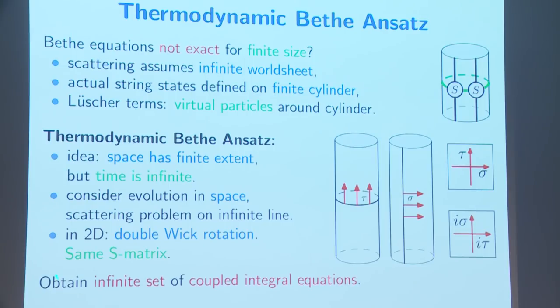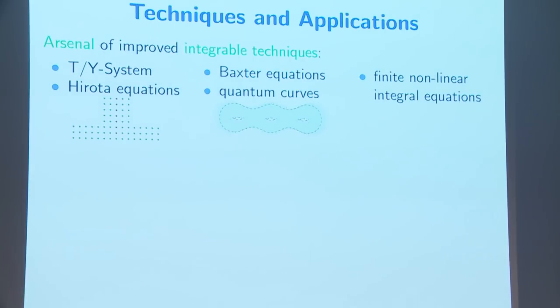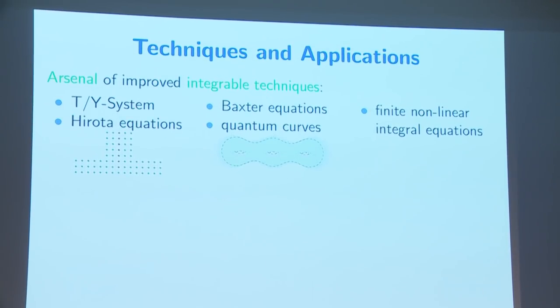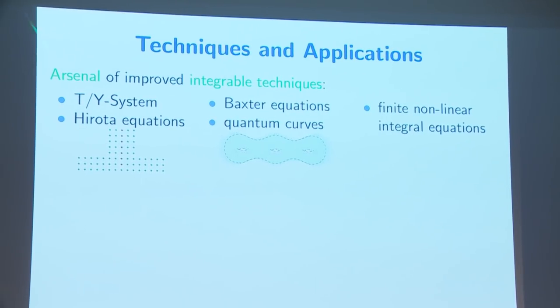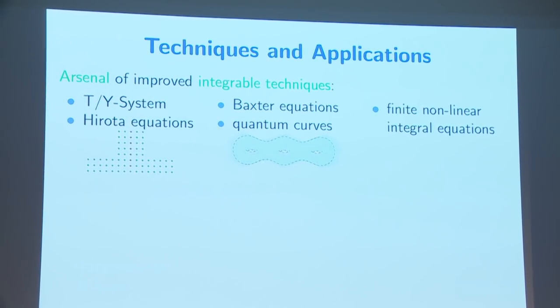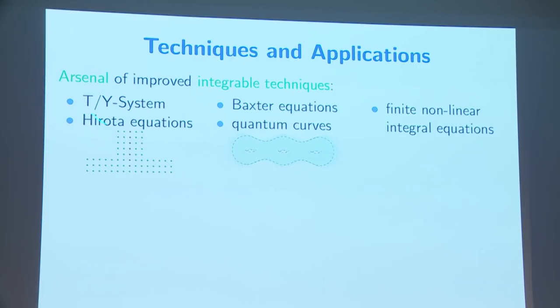From this, you obtain similar types of Bethe equations, but now this becomes an infinite set of coupled integral equations, which is a bit hard to deal with. And then people have used a big arsenal of techniques related to integrable models. These are known by the names of Y-system, Hirota equations, Baxter equations, quantum curves, or finite non-linear integral equations. So these are like the integral equations that I just mentioned, but there's a way to reduce them to finitely many.